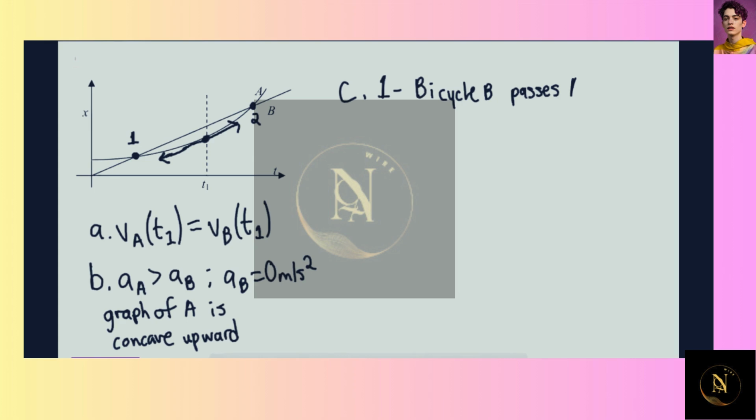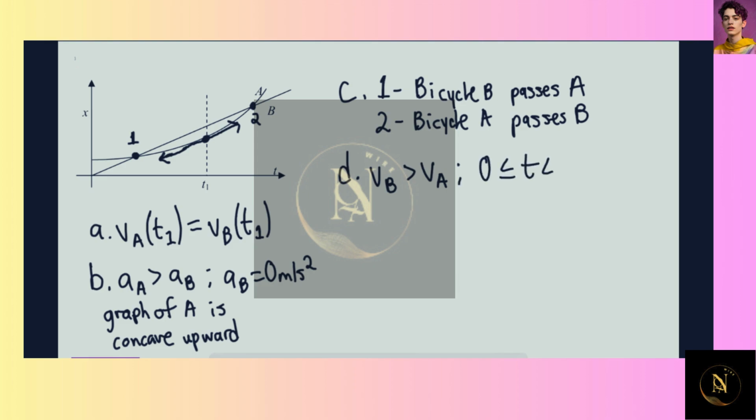For D, we know that bicycle B has the highest instantaneous velocity at all times until t sub 1. So we can say velocity of B is going to be greater than the velocity of A, and this occurs from 0 to t sub 1. And then we can say that velocity of A will be greater than the velocity of B, and this occurs from t sub 1 to infinity.